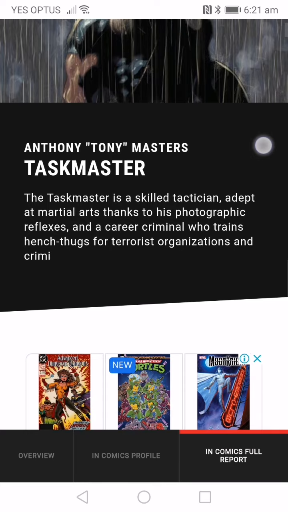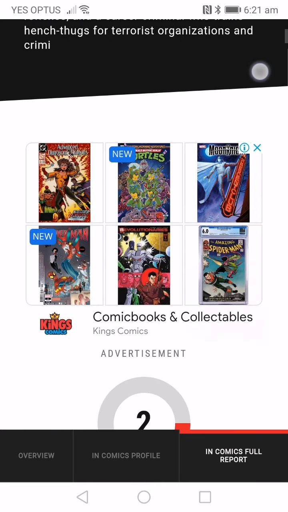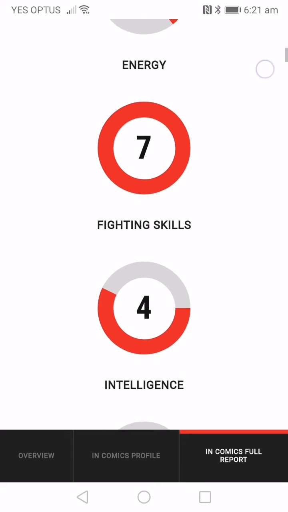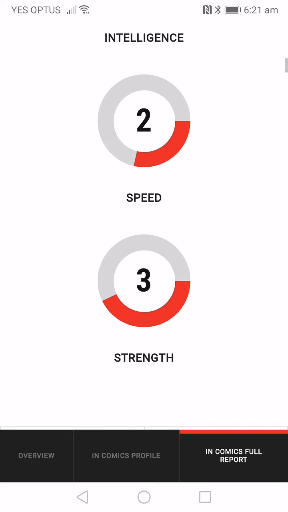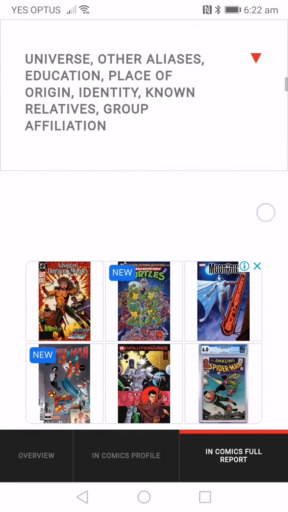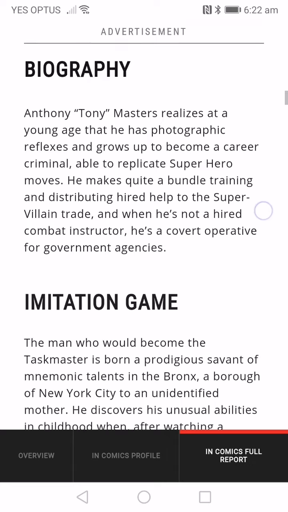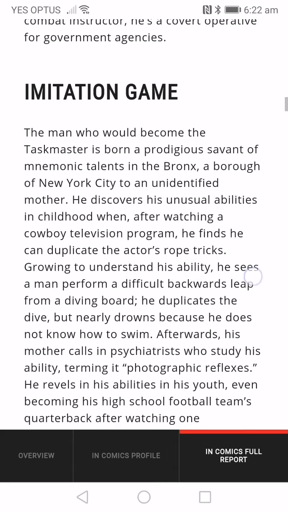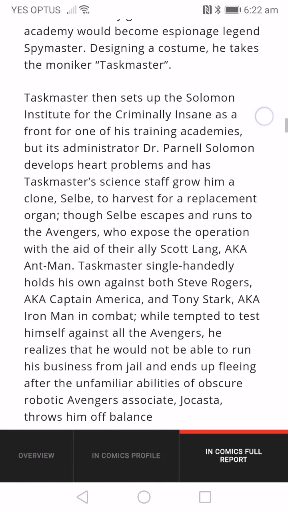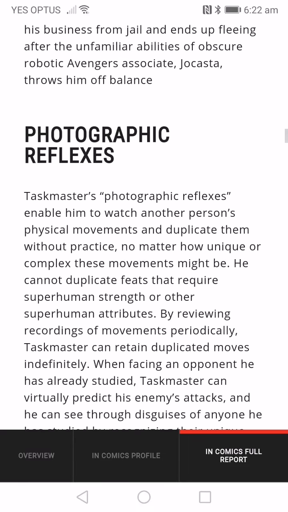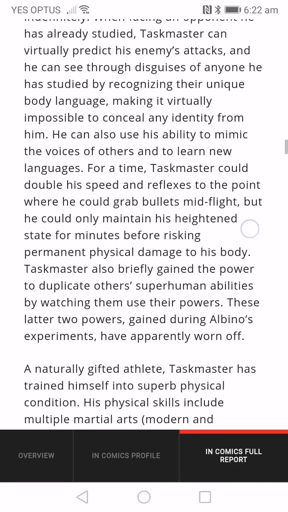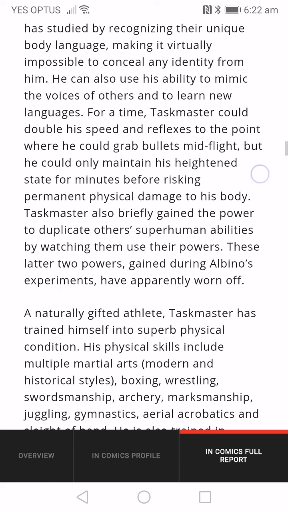This means that he can watch somebody perform an action and immediately perform that action himself without any practice or training. For example, if he sees Hawkeye shoot an arrow, he can do that. If he sees Captain America throw his shield, he can do that. If he sees Shang-Chi perform a martial arts routine, he can do that. According to his biography on the Marvel website, he can also use his photographic reflexes to imitate people's voices and learn languages.